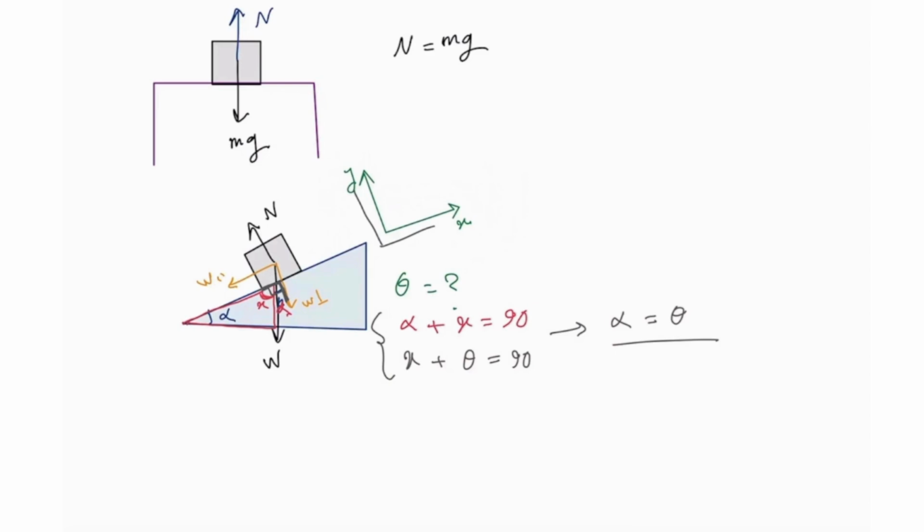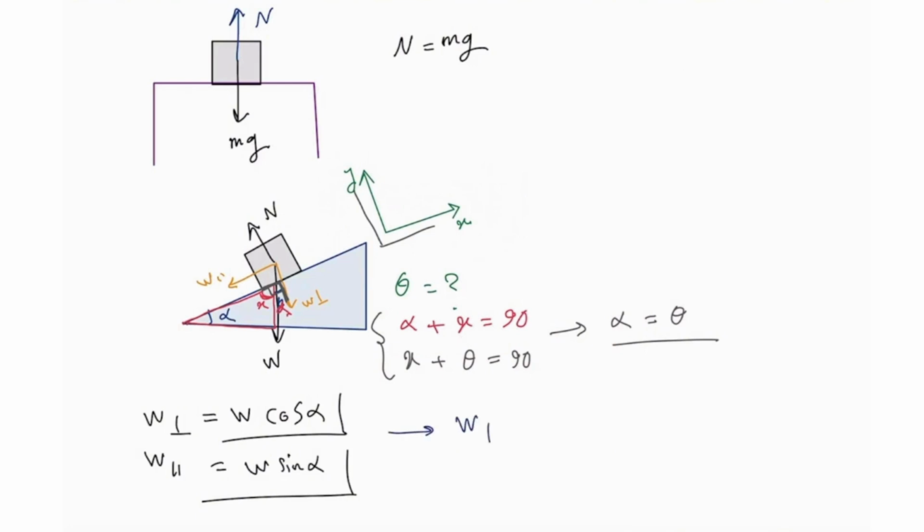Now let's solve for perpendicular and parallel components of W. From trigonometry, we can say that the perpendicular component is equal to W cosine of alpha, and the parallel component is equal to W sine of alpha. So if the perpendicular component is equal to W cosine of alpha, and there is no movement in the y direction, then N is equal to the perpendicular component of weight, or N is equal to W cosine of alpha.